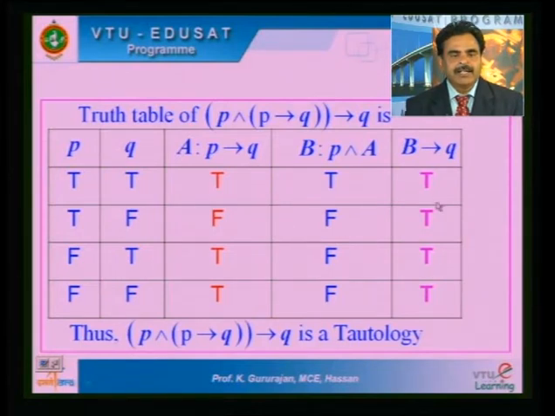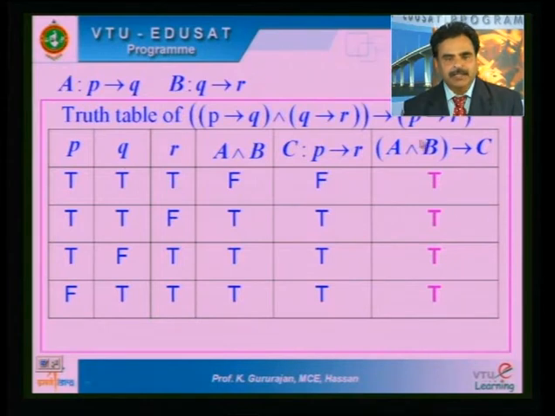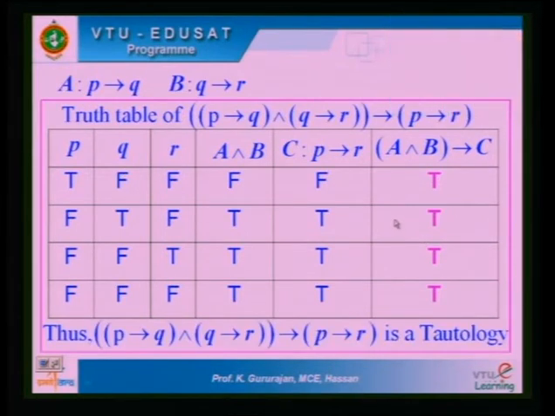You can verify that this formula is also a tautology, just like P implies Q, Q implies R. Therefore, certainly P will imply R. Just like from P we have moved to Q, from Q we are moving to R. Therefore, it must be possible for us to move to R from P. So, once again, this will be a tautology, you can verify it.